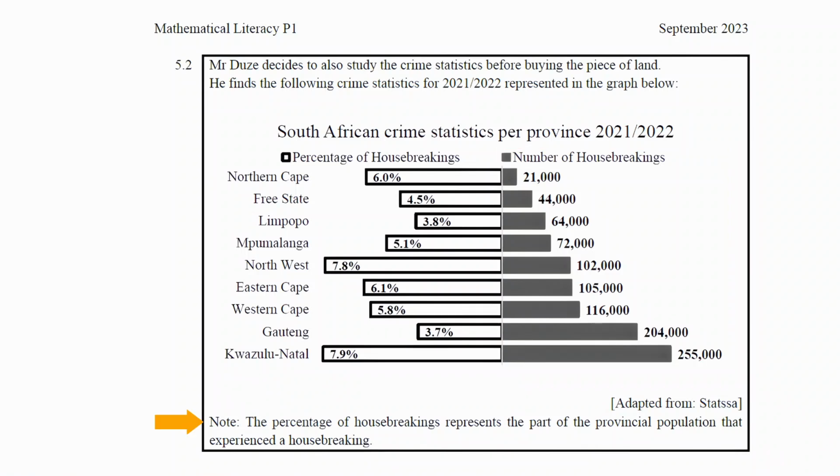There is a note that states that the percentage of house break-ins represents the part of the provincial population that experience a house break-in. The statement means that 6% of the population of the Northern Cape experienced a house break-in from 2021 to 2022. You have to use the information in the graph to answer the following questions.